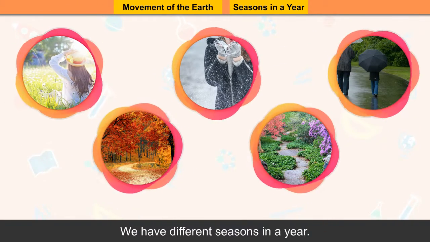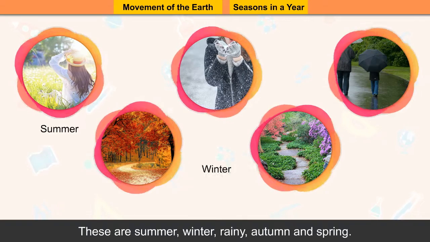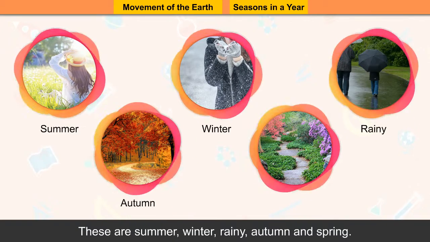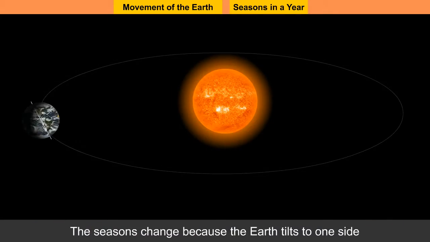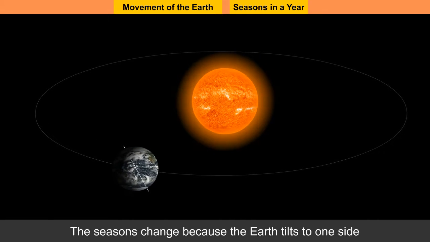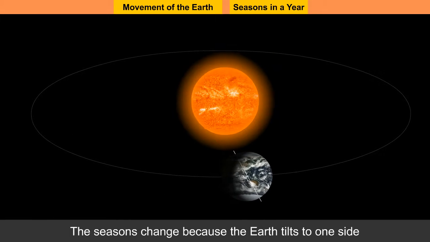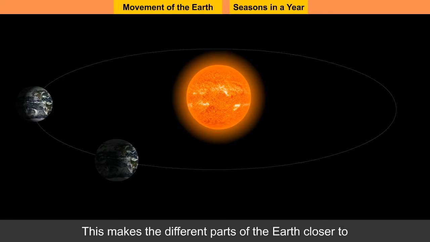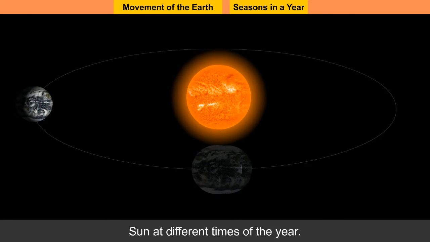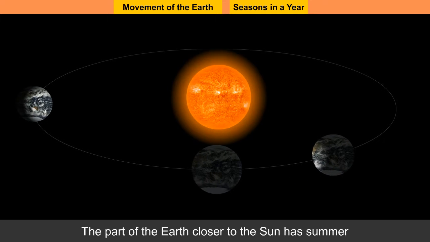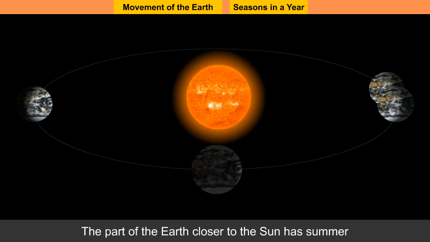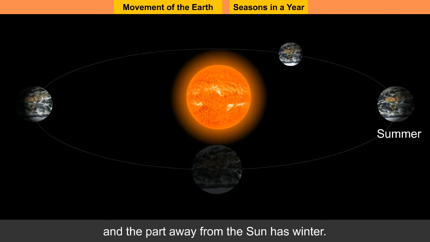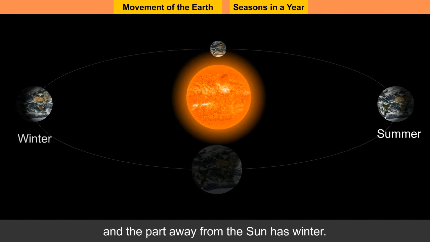Seasons in a year. We have different seasons in a year. These are summer, winter, rainy, autumn, and spring. The seasons change because the Earth tilts to one side and revolves around the Sun. This makes the different parts of the Earth closer to Sun at different times of the year. The part of the Earth closer to the Sun has summer, and the part away from the Sun has winter.